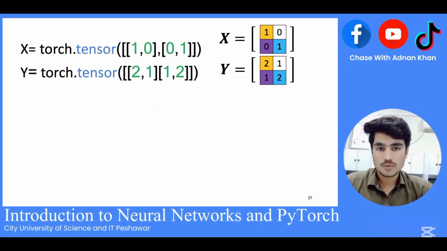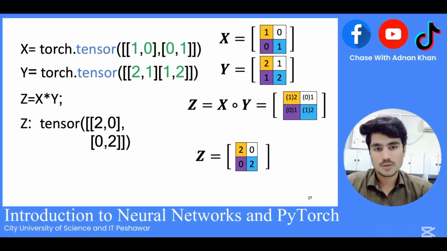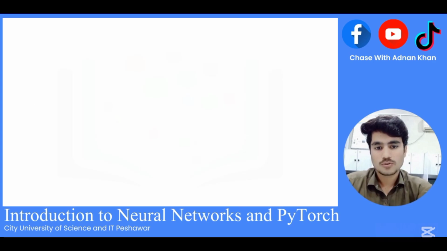To perform Hadamard product in PyTorch, we first define the tensors x and y. We calculate the product and assign it to the variable z as follows. The result is identical to Hadamard product. We can also perform matrix multiplication with tensors. Matrix multiplication is a little more complex, but let's provide a basic overview.